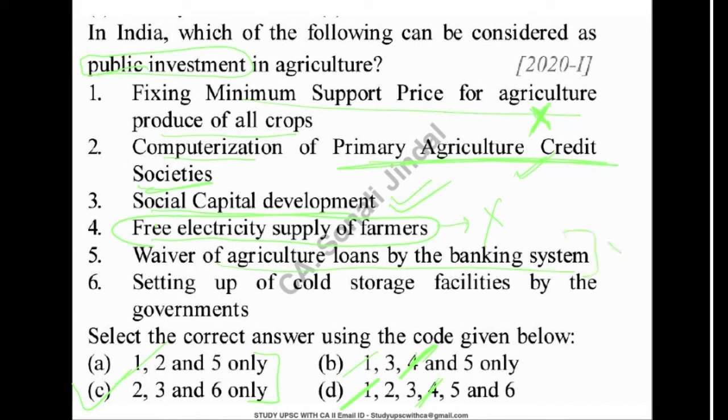Waiver of agricultural loans by the banking system. No, this will not benefit in the long run. Rather, it will benefit in that year by waiving of the loan. Setting up of cold storage facilities of the government. Yes, this will also benefit in long run. So the answer is C.